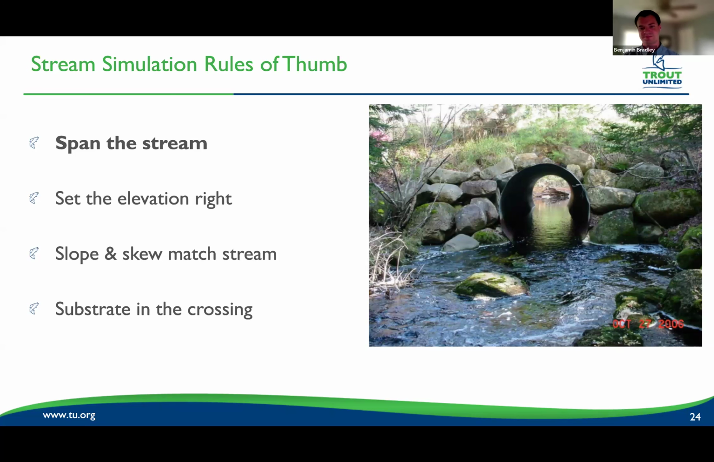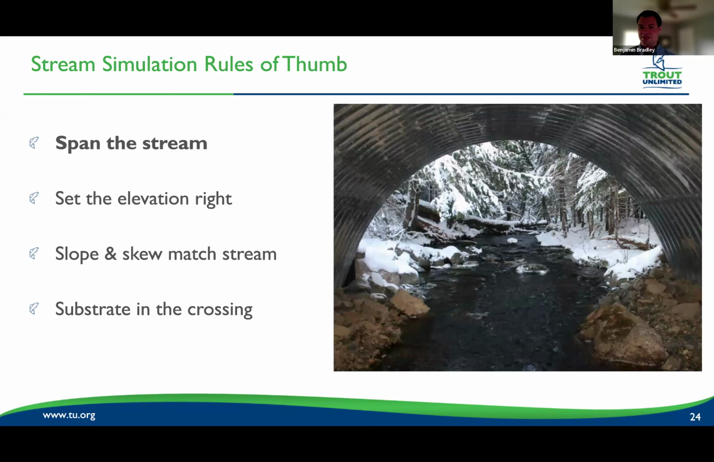And next picture. Here you can see we pull out the pipe, and this is what we're looking for when we're talking about span the stream. We don't want to span just the wetted width of the stream. We want to span the wetted width and the stream banks. We want to put a whole stream bottom, stream banks, and maybe even a little bit of floodplain inside of our culvert pipes. Next slide.